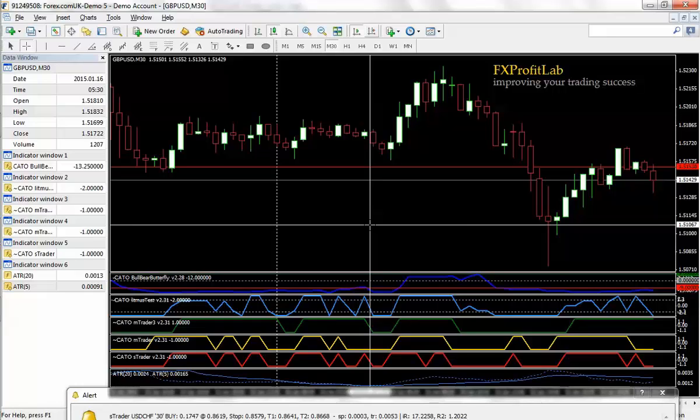Put my other glasses on. Trading glasses. Trading glasses. Yeah.